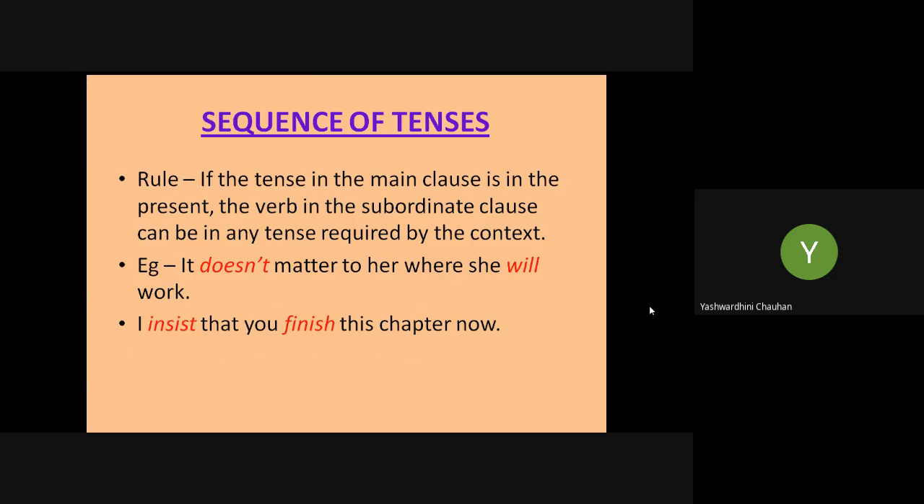If the tense in the main clause is in the present, the verb in the subordinate clause can be in any tense required by the context. It doesn't matter to her where she will work. So we are talking about the future tense. I insist that you finish this chapter now.